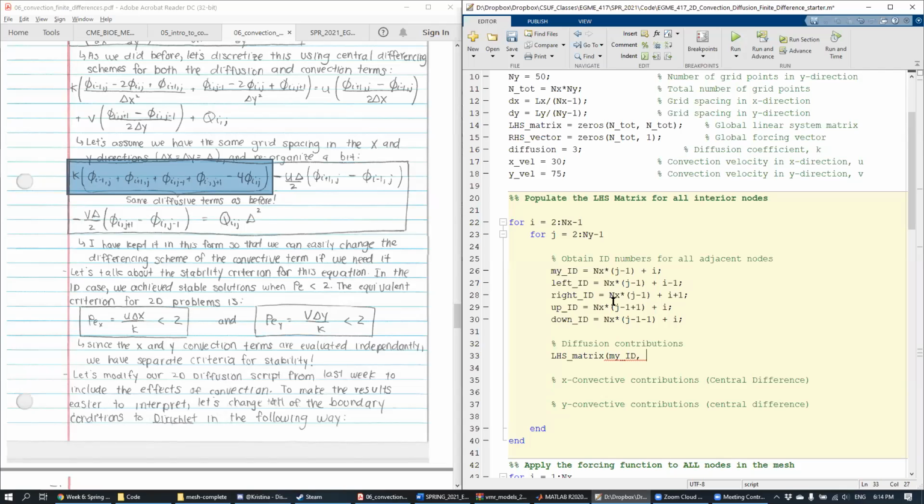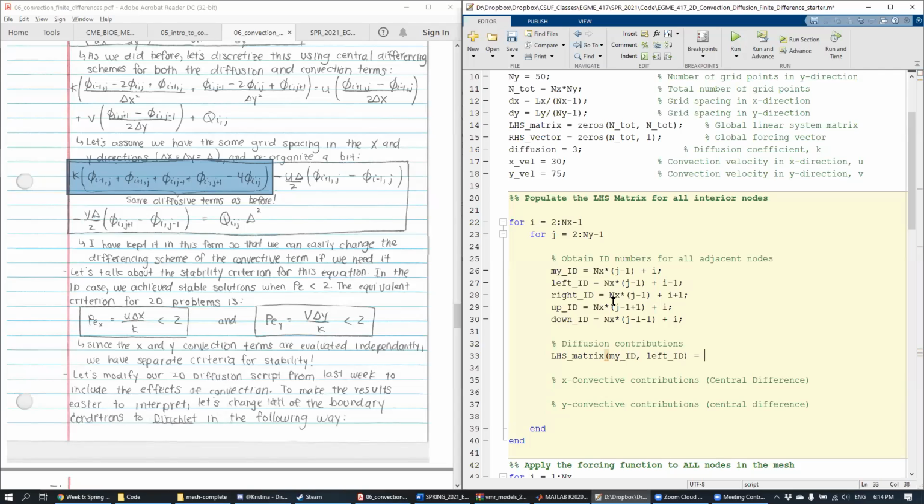Right, so let's do the left neighbor first. Remember, when we're modifying the left-hand side matrix, we want to stick all on the same row. And so that's why you'll see me use my ID for the first coordinate here. Since we're modifying the neighbor for the left ID, we're going to go to the column for left ID. So we're going to do left-hand side matrix at my ID comma left ID.